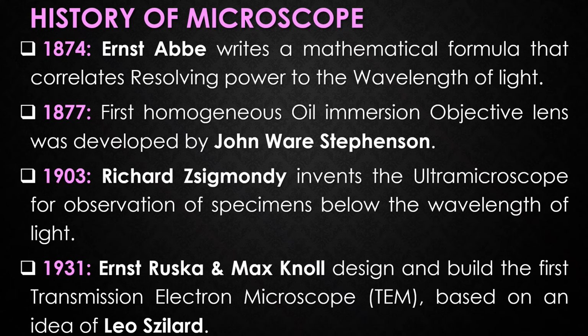In 1903, Richard Zsigmondy invented the ultramicroscope, which allows for the observation of specimens which are below the wavelength of light. In 1931, Ernst Ruska and Max Knoll designed and built the first transmission electron microscope, that is TEM. They built it based on the idea of the scientist Leo Szilard. The electron microscope depends on electrons, not light, to view an object. And currently, modern transmission electron microscopes can visualize objects as small as the diameter of an atom.